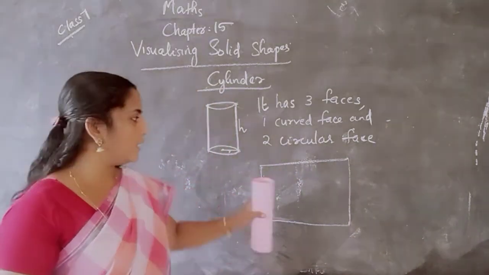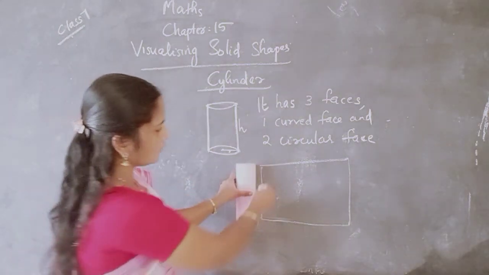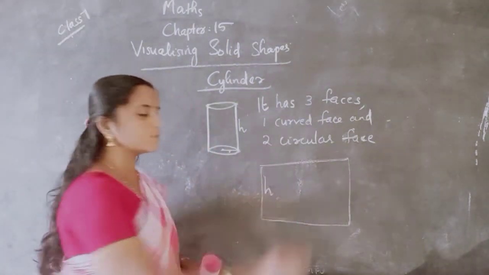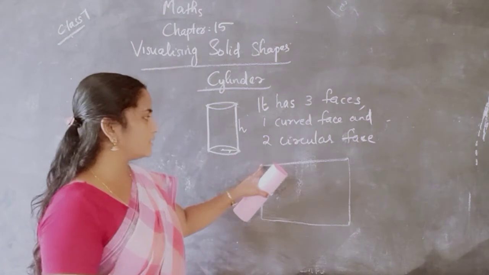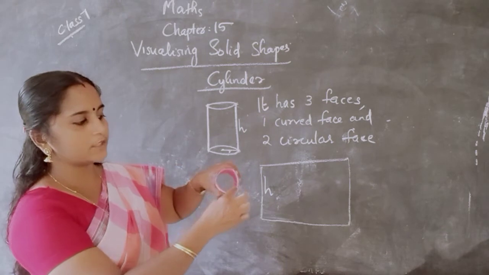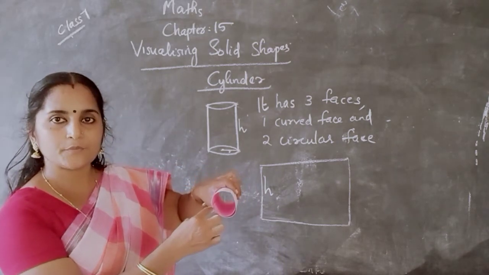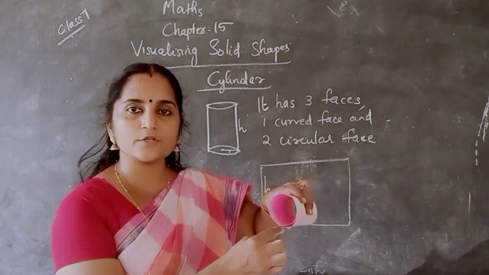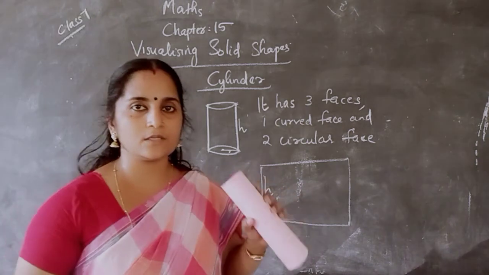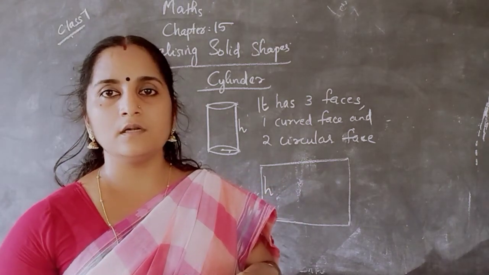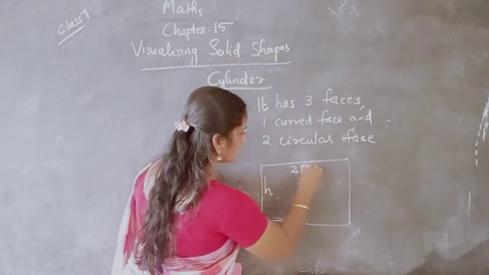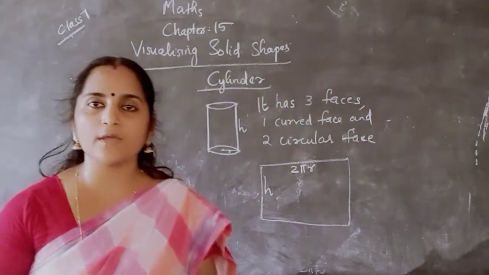It is understood. And here, this represents the height of that cylinder. So which letter we used here? H. And this length is same as the total length of this circular portion. Can you say what is the name of that circular portion? It is same as the circumference of the circle. You know what is the equation to find the circumference of a circle? 2 pi r. Okay, 2 pi r. This is the equation to find the circumference of a circle.